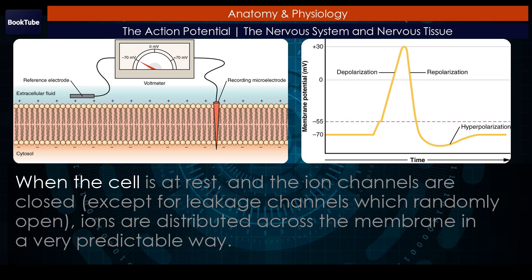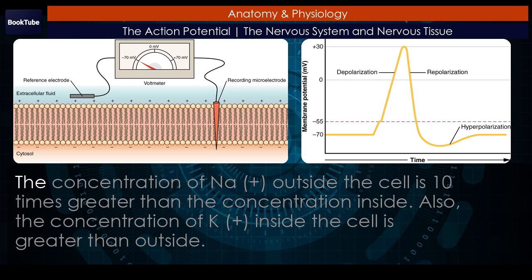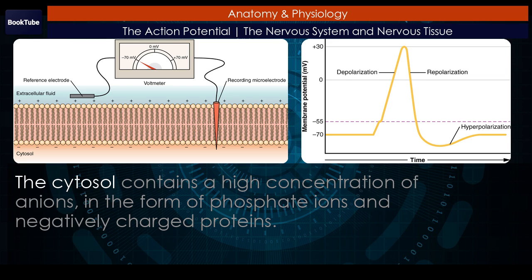When the cell is at rest, and the ion channels are closed, except for leakage channels which randomly open, ions are distributed across the membrane in a very predictable way. The concentration of Na+ outside the cell is 10 times greater than the concentration inside. Also, the concentration of K+ inside the cell is greater than outside. The cytosol contains a high concentration of anions, in the form of phosphate ions and negatively charged proteins.